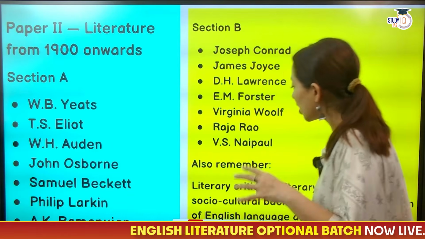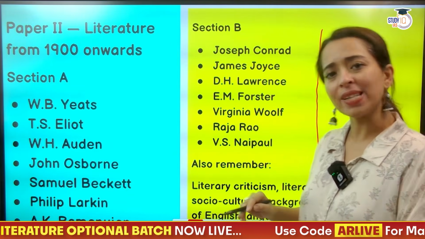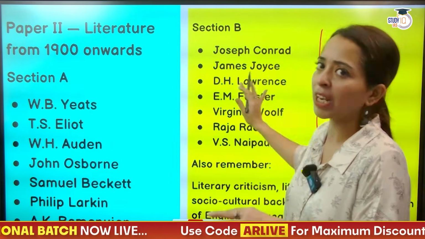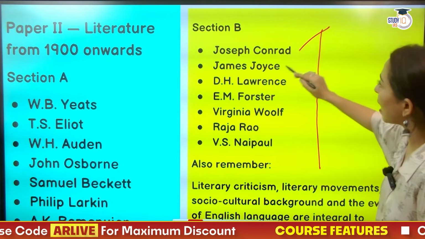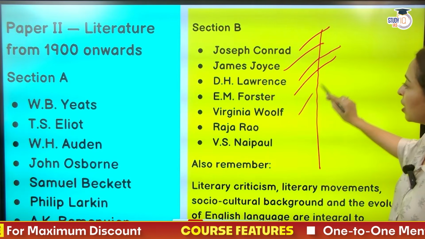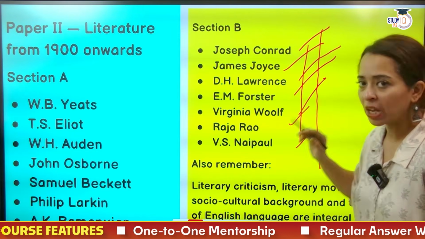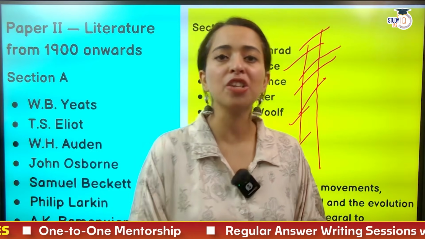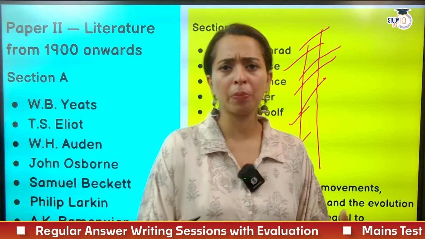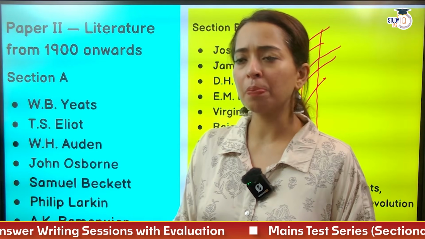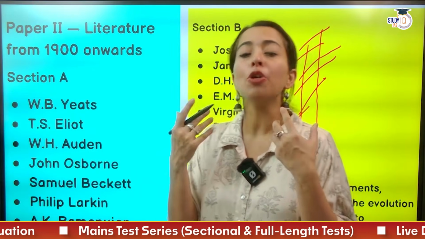All right, moving to your Section B. Now this is completely novel, as it was in Paper 1. Section B was completely novel. This is completely novel, wherein you have novelists from the modern age and your postmodern age. So Joseph Conrad, Joyce, Lawrence, E.M. Forster, Virginia Woolf, all these are your modern writers. Raja Rao, V.S. Naipaul. Okay, these are the modern writers of the 20th century, wherein you will be understanding the socio-political context, the historical context of it. Post 1947, Kanthapura, which is Raja Rao's, talks about the freedom movement.